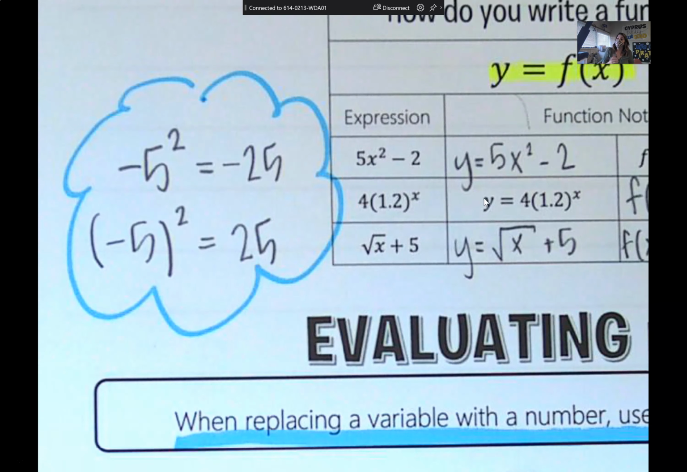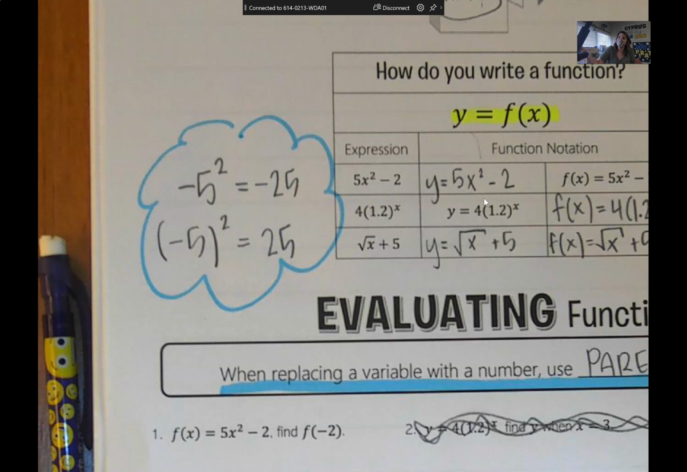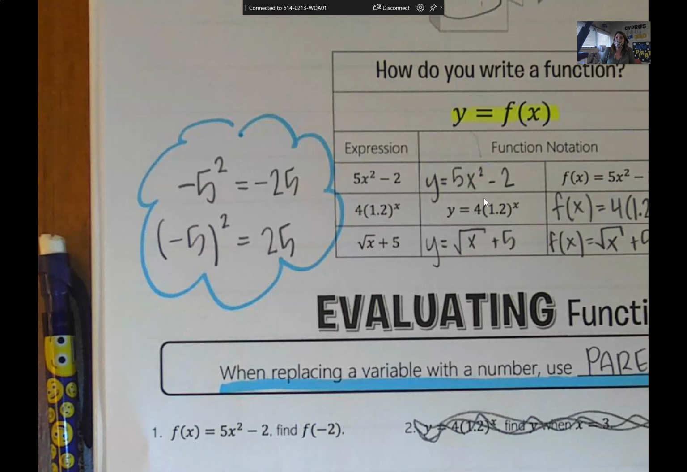And if you leave them off when you need them, you're not going to get the right answer. So this is an example of why parentheses matter. They look like the same thing, but they'll give you different answers because of the parentheses.